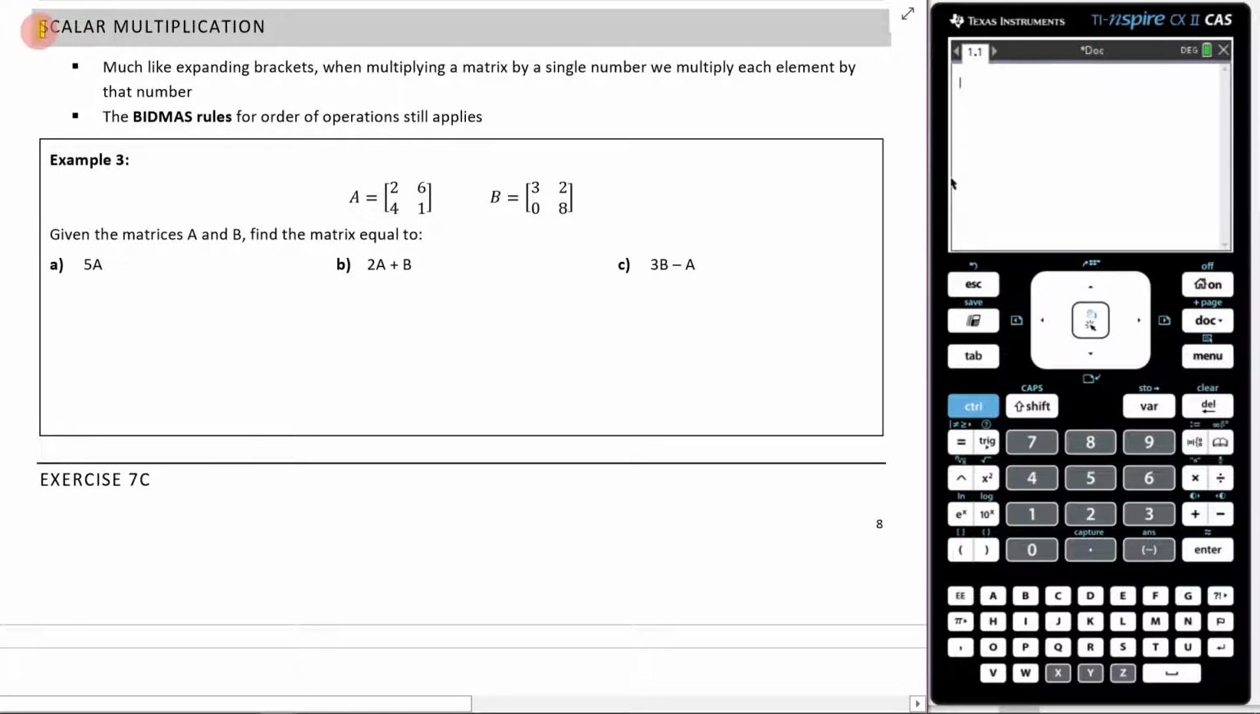We are now going to talk about scalar multiplication. Much like expanding brackets, when multiplying a matrix by a single number, we multiply each element by that number. The BIDMAS rules for order of operation still apply.